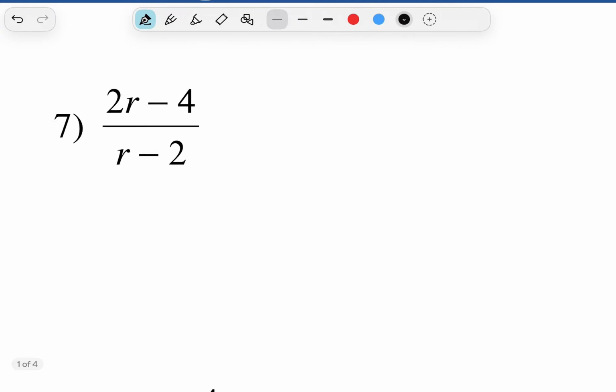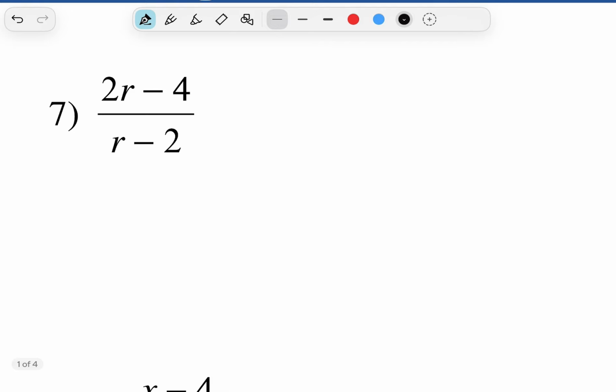All right, so now we have 2r minus 4, two terms on top and two terms on bottom. Whenever you get this, you want to be asking yourself, wouldn't it be nice if we had an r minus 2 on top and then we could cancel it out with the bottom? So now we have to factor the top. What can go into both 2r and negative 4? What number can go into both of those? Well, that would be a 2 because 2 goes into 2r and 2 goes into negative 4.